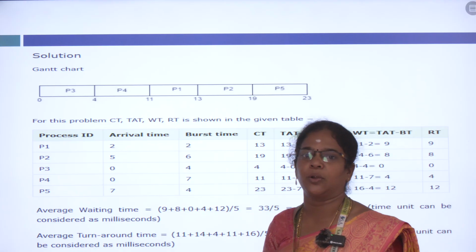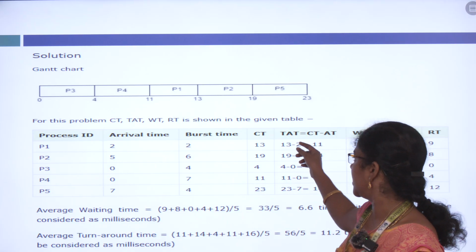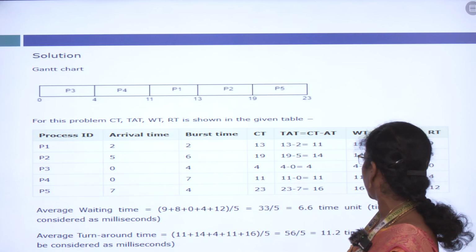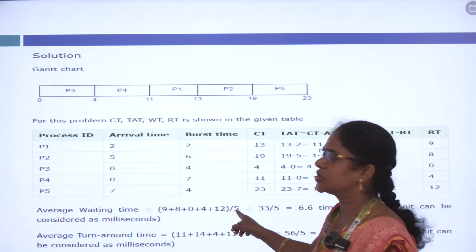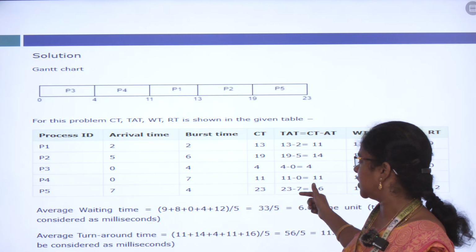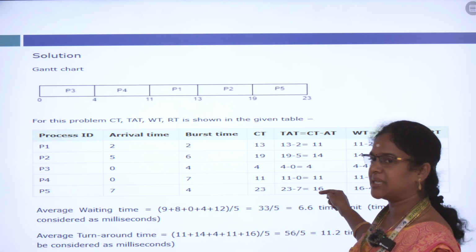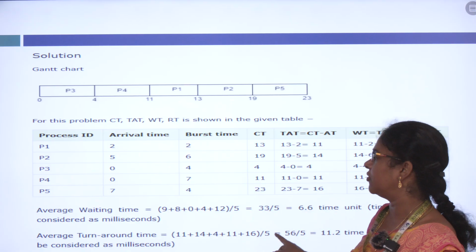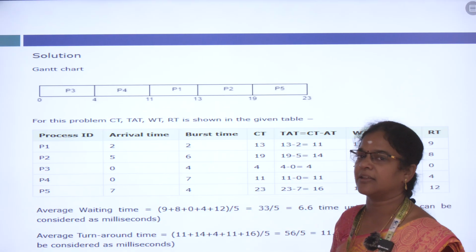Finally, you find the average waiting time and average turnaround time. The average waiting time is just adding 9, 8, 0, 4, 12 divided by the number of processes, 5. Similarly, the average turnaround time is 11 plus 14 plus 4 plus 11 plus 16 divided by the number of processes, 5. So this is the first method.